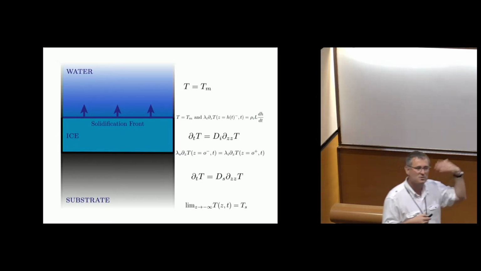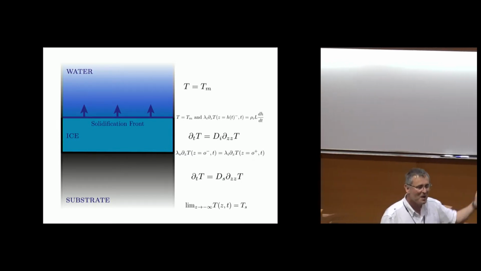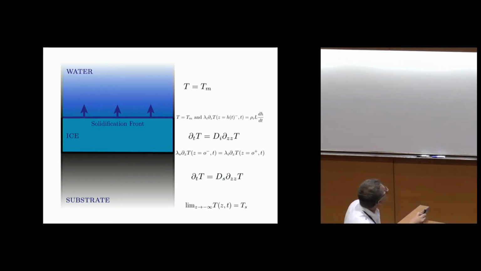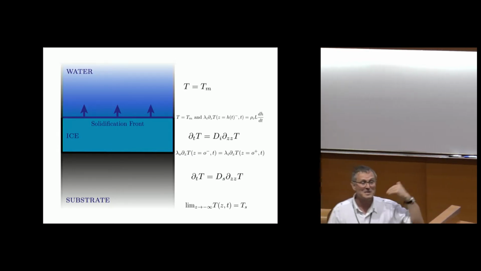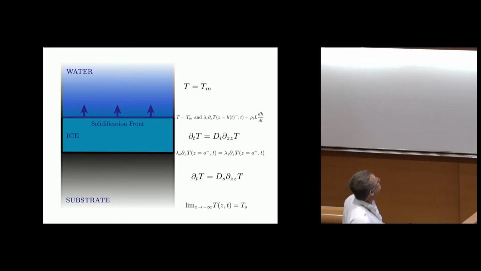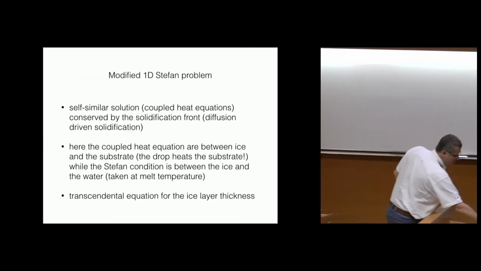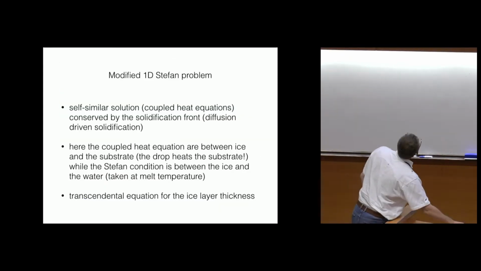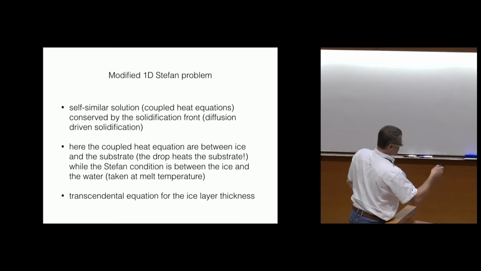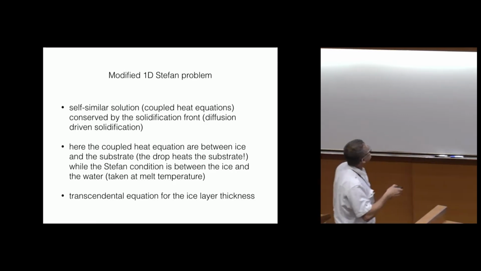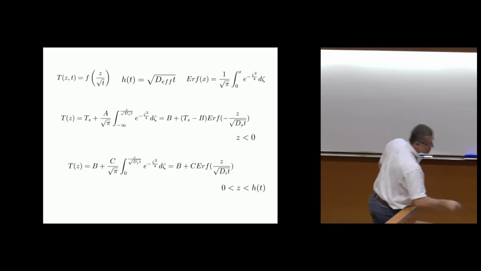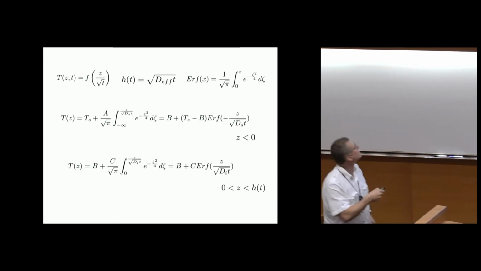the self-similar solution of the heat equation goes like z goes like square root of t. But also, since the solidification front in this limit is a diffusion front, it also goes like square root of t. So it does not destroy the self-similar structure of your solution. And it will give something which is called a transcendental equation for the ice layer thickness, and I will explain it in more detail.